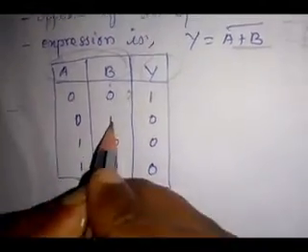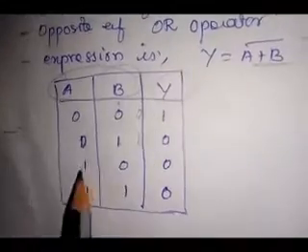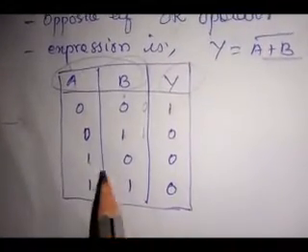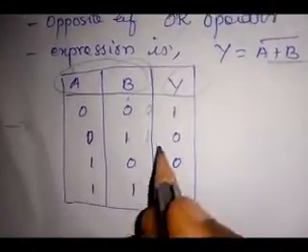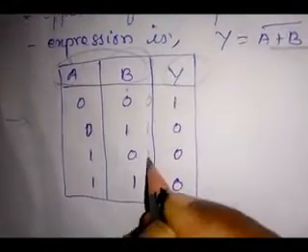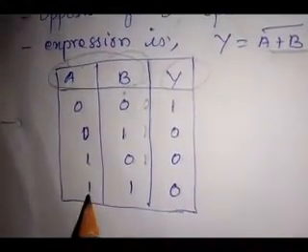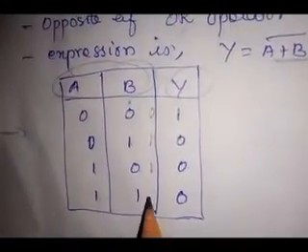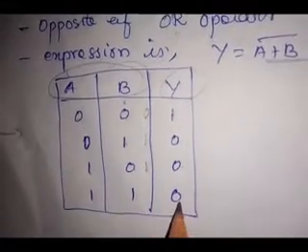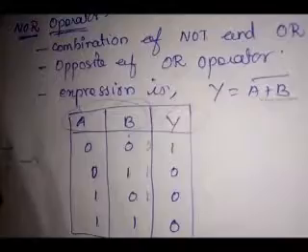0 plus 1 is 1. Opposite of 1 is 0. Then next, 1 and 0, answer is 1. Then opposite of 1 is 0. That is the output. Here 1 plus 1 is 1. Opposite of 1 is 0. That is the output of this operator.